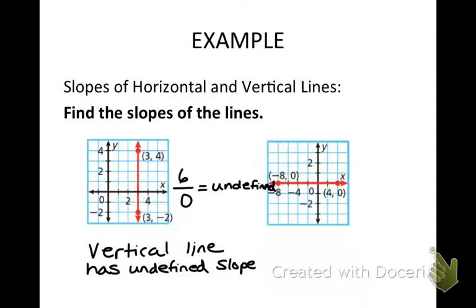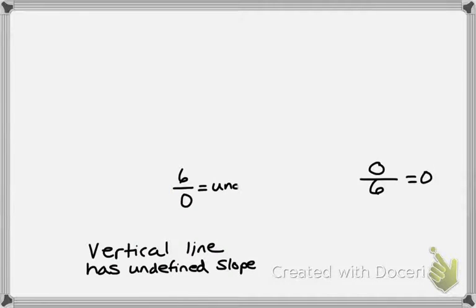What about a horizontal line? Same thing. It'll be zero. Is it rising? No. Is it running? 1, 2, 3, 4, 5, 6. What does 0 divided by 6 make? Zero. So a horizontal line should have a slope of zero. Okay, so let's turn this into a really fancy, organized fashion.